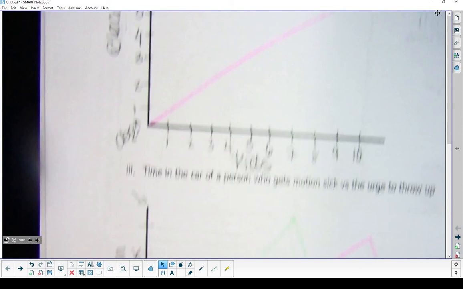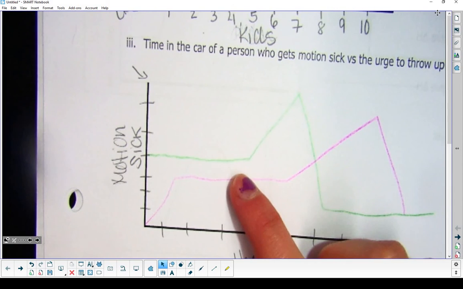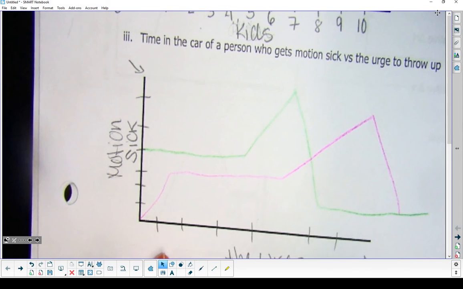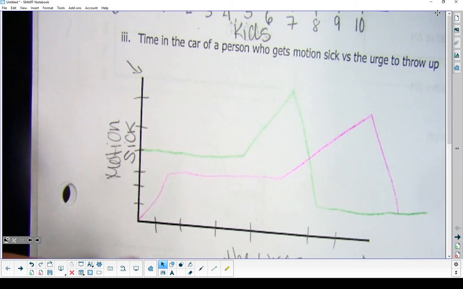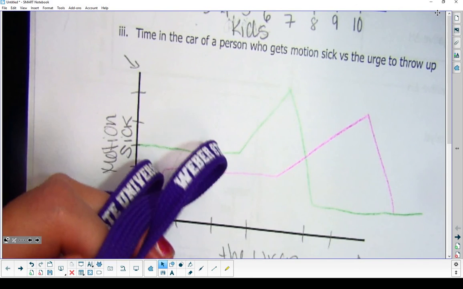Okay, so... Can you see it? Oh, you can barely see the green. Okay. So, the green is a person who gets motion sickness. They could start getting motion sick, and then it just skyrockets where they just can't function. And then it goes down because I think they're okay. And then the pink one is for someone who throws up and you just feel it. And then it's just oh, okay. And then you really get the urge to puke, and then you puke, and then you're okay. Okay. All right, thank you.